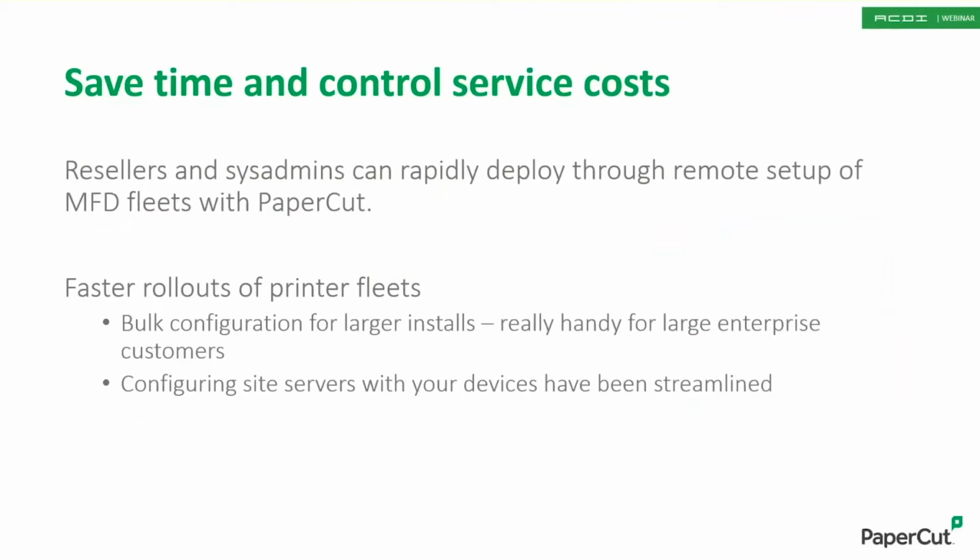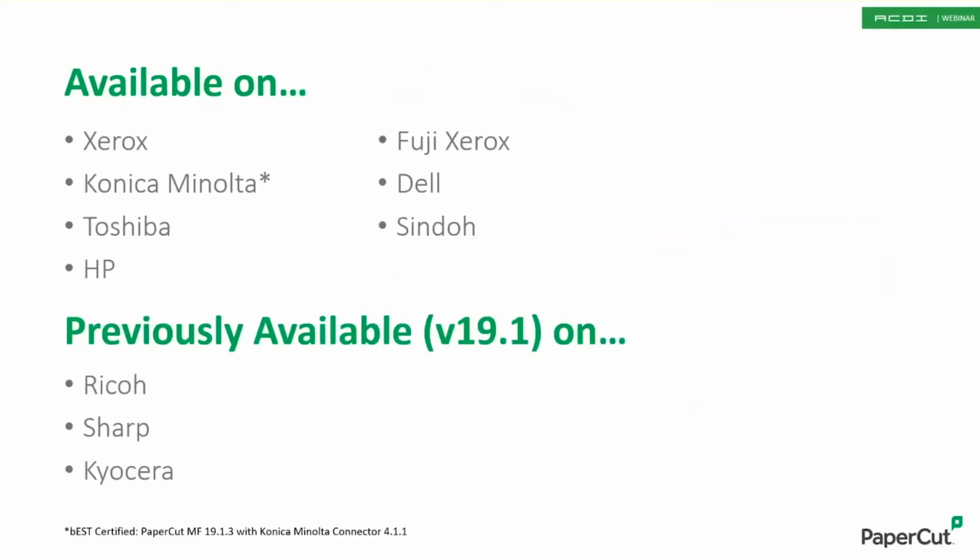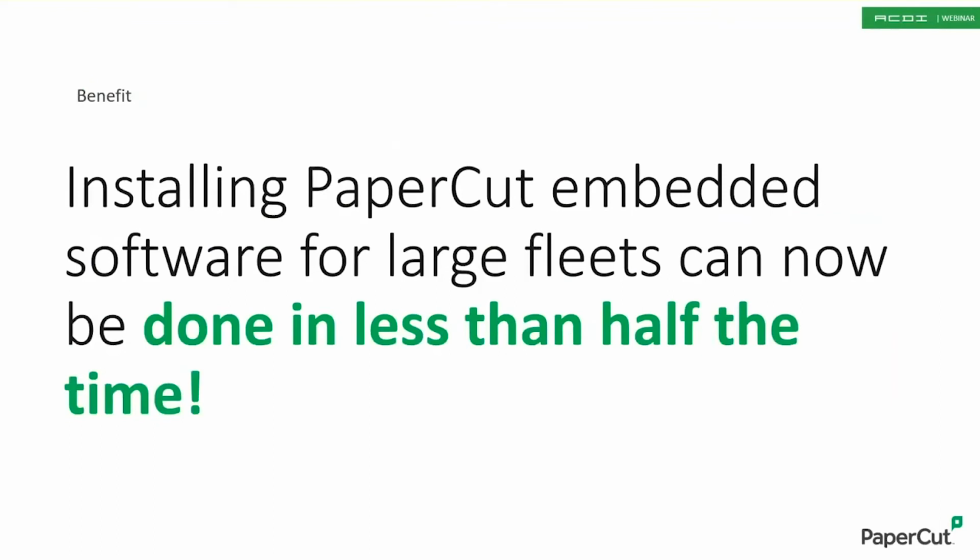Bulk deployment started with version 19.1 on Ricoh, Sharp, and Kyocera devices. Now we're adding both Xerox and Fuji Xerox devices, as well as Konica Minolta, Toshiba, HP, Dell, and Sindoh. Yeah, we can shout this out. Installing PaperCut embedded software for large fleets can now be done in less than half the time. It's always been quick anyway, but now less than half the time.